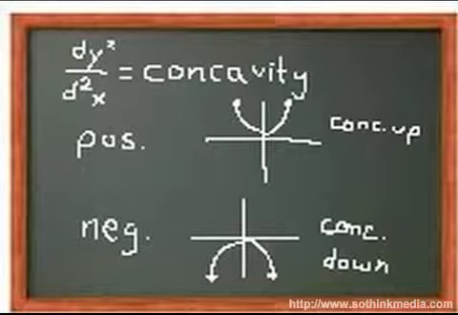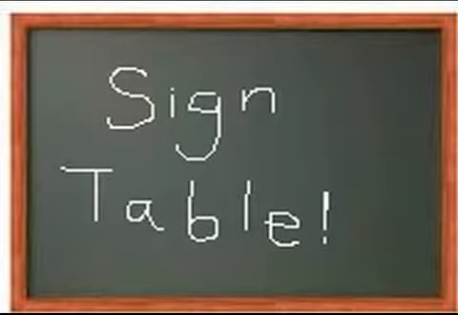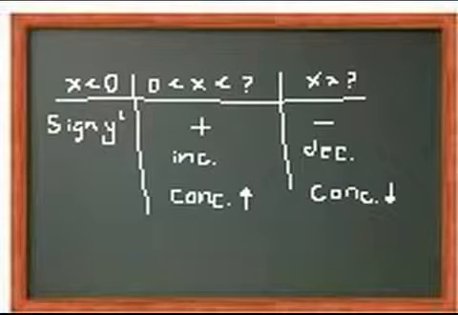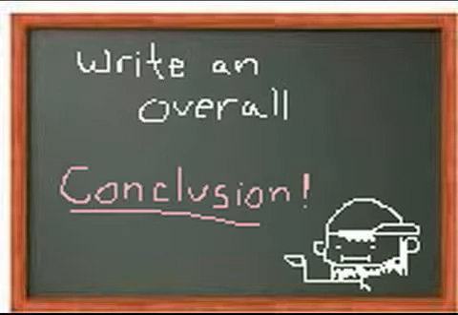Concavity is the second derivative. Concave up if it's positive, concave down if it's negative. When you're taking derivatives, you can make a sign table greater than or less than a point. If you're able, use the table to find maximums or minimums, then you can write an overall conclusion.